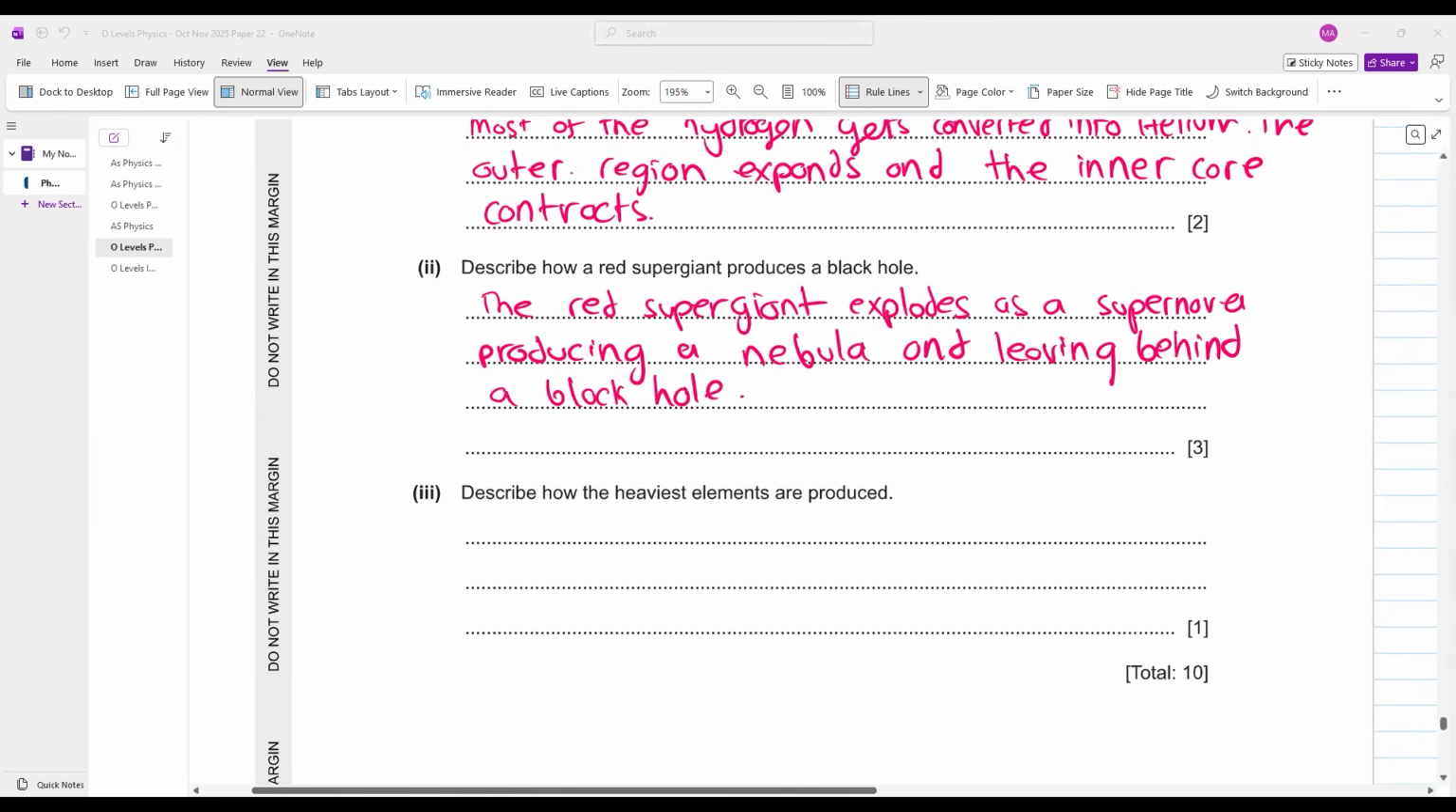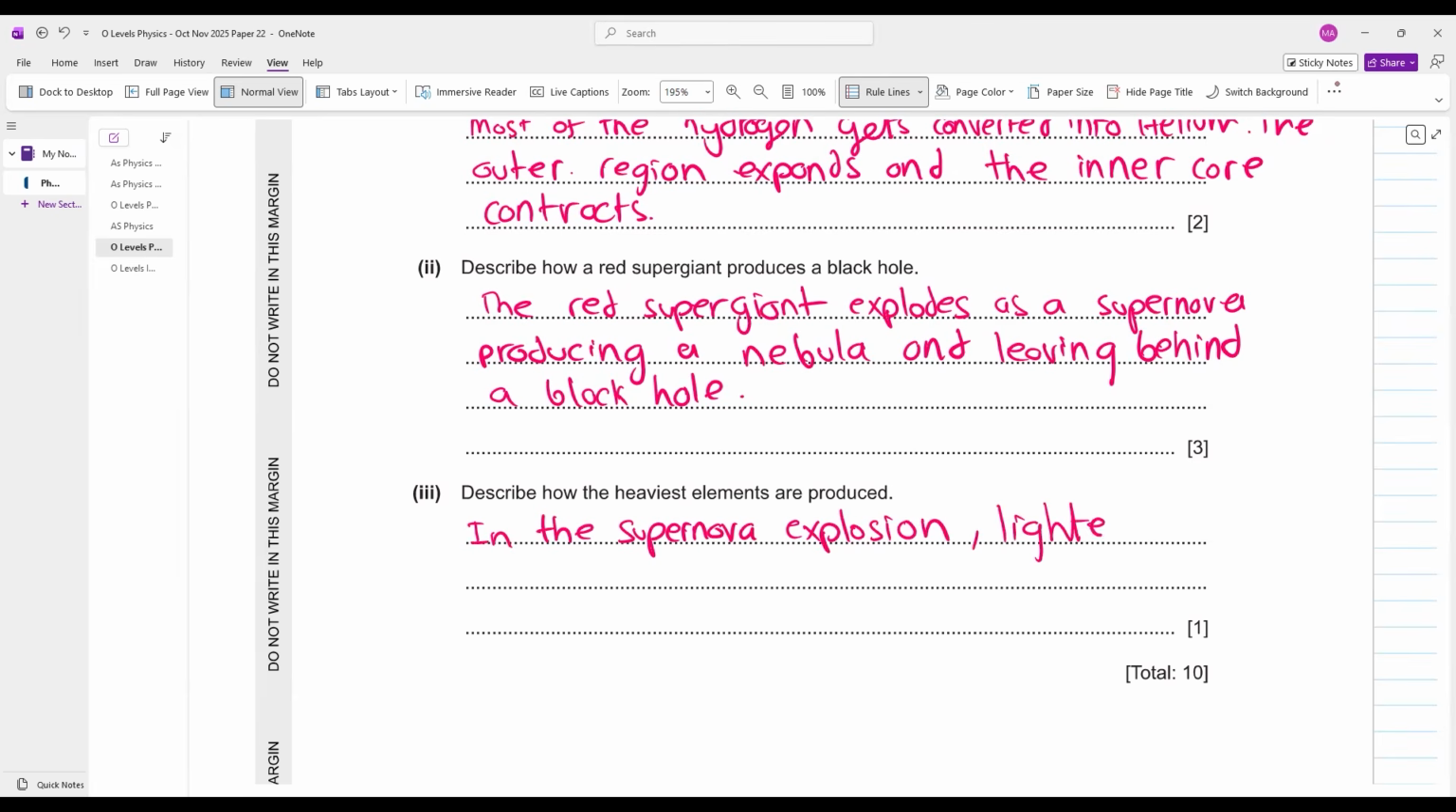Describe how the heaviest elements are produced. How are the heaviest elements produced? In the supernova explosion, lighter nuclei combine together, or fuse together, to form heavier nuclei. Write it down. In the supernova explosion, lighter nuclei combine or fuse together to form heavier nuclei. Simple as that, nothing complicated.